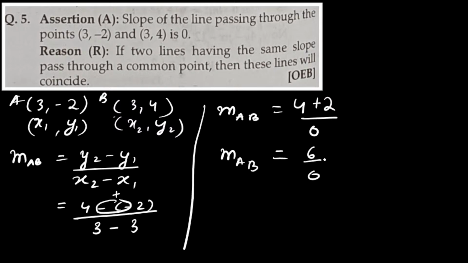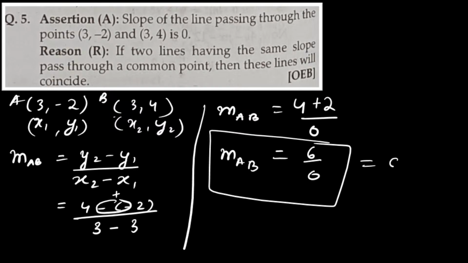So 6 by 0, is it equals to 0? If you divide anything by 0, is it equals to 0? So if you divide anything with 0, what should be the answer? I want to know. This is like a very basic thing. Will that be equals to 0? I don't see any responses.